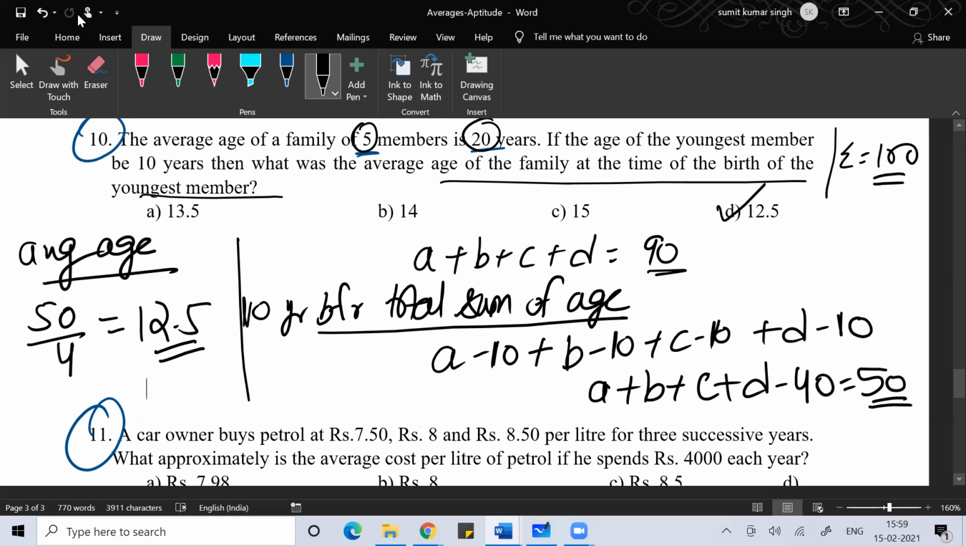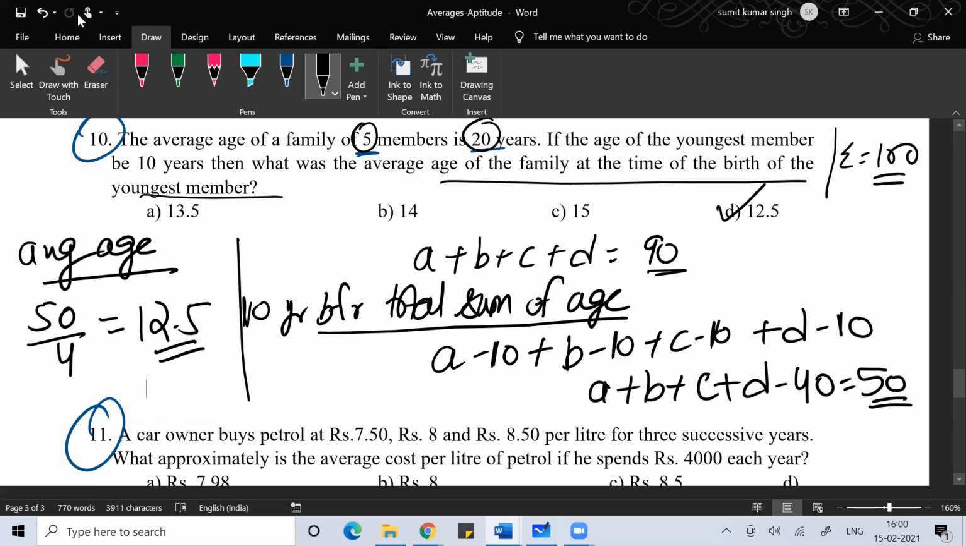So at that time, if the present age of A is A, then the age of A would have been A minus 10. If the present age of B is B, then B's age would have been B minus 10. Similarly, C would be C minus 10, D would be D minus 10. So their total age would be A plus B plus C plus D minus 40. You know the value of A plus B plus C plus D is 90, so A plus B plus C plus D minus 40 would be 50.